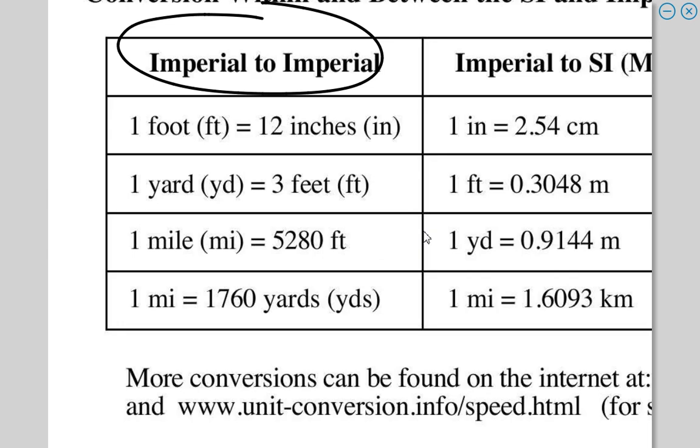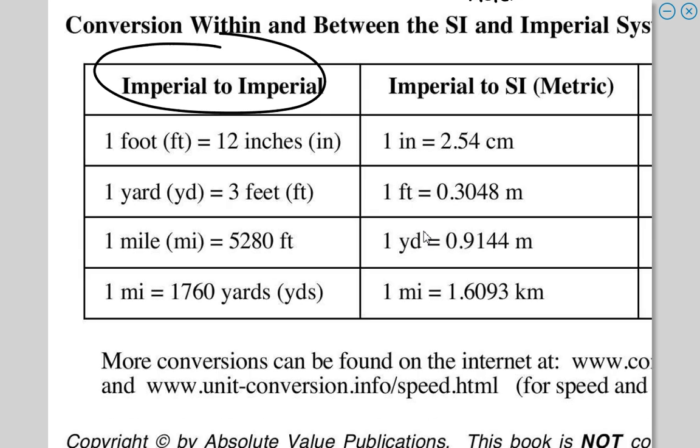Now imperial is like the American system. The entire world uses metric. Remember that SI stands for the international system, and it's metric. So SI is metric. Imperial is the old system from England, and the Americans still use it. And we even use it, obviously, in our day-to-day life.